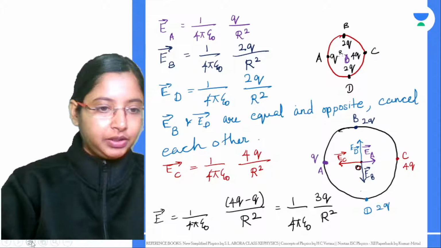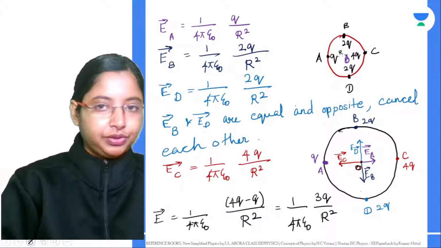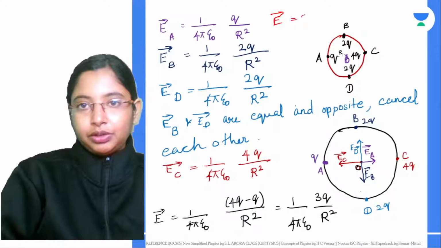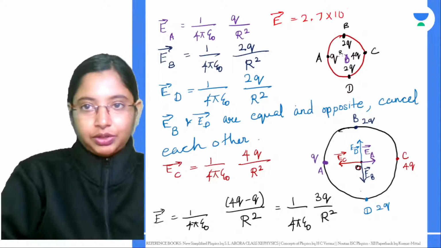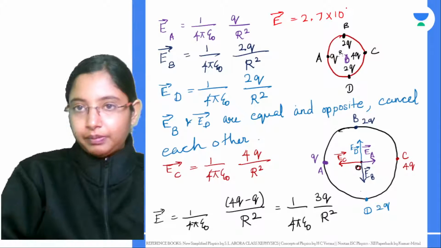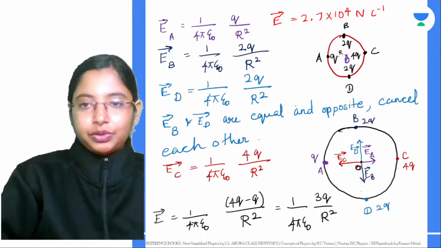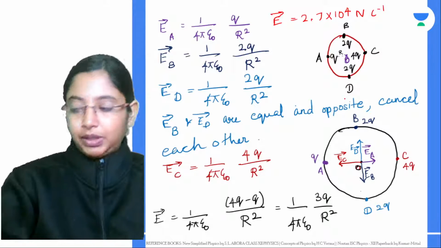Right, let me write here only. Okay, so the value, once we substitute it, we'll get E, the final value, to be around 2.7 into 10 to the power of 4 Newton Coulomb inverse. Why is the force big? Because E is given by force per charge.